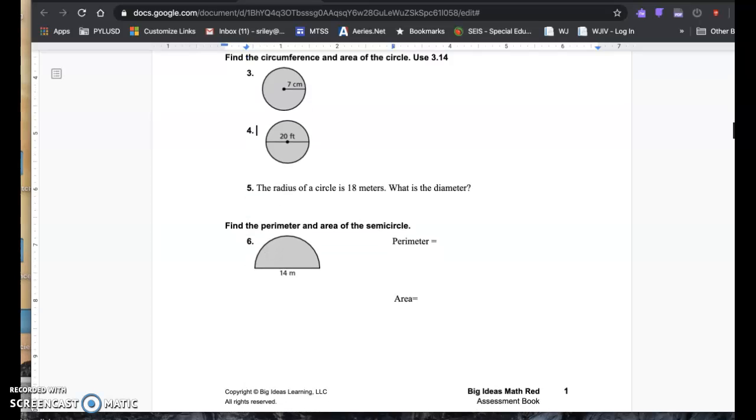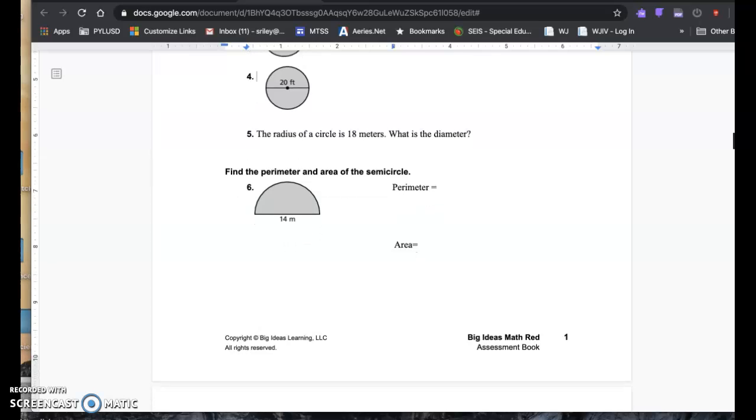For number 5, they gave you the radius, and they said the radius of this circle is 18. What is the diameter? So you're going to take that number and you need to multiply it by 2.